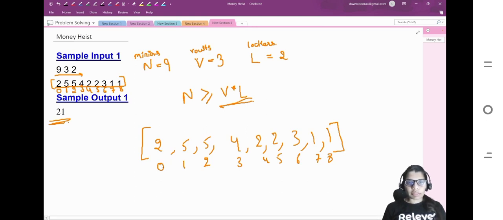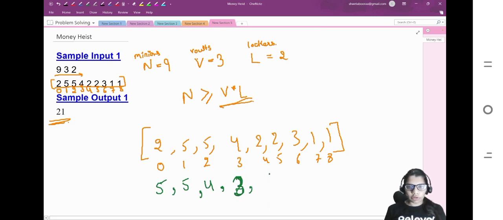Here you can say that if you want to choose the minions optimally, you have to choose the minion which can loot maximum amount of dollars, right? So firstly, we would sort this array in the decreasing order, so that we can choose the minions first who are having the greater speed. This would be your sorted array: 5, 5, 4, 3, 2, 2, 2, 1, and 1.